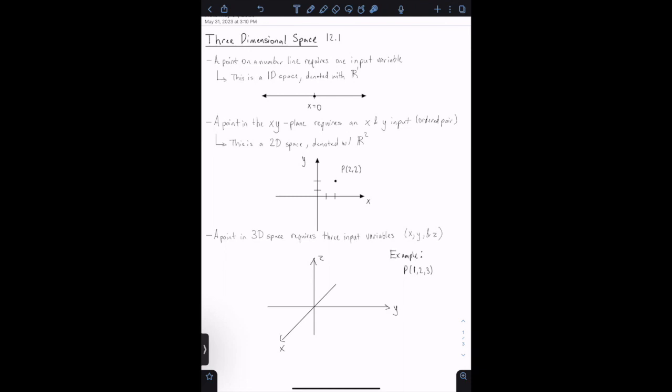So let's do an example, plotting a point. For example, the point (1, 2, 3) in three dimensions. How do we do that? Well, it's pretty much exactly the same as doing it in two dimensions. This is the x coordinate, this is the y coordinate, and this is the z. So we're going to go one point in the x direction, 2 points in the y direction, and then 3 points in the z direction.